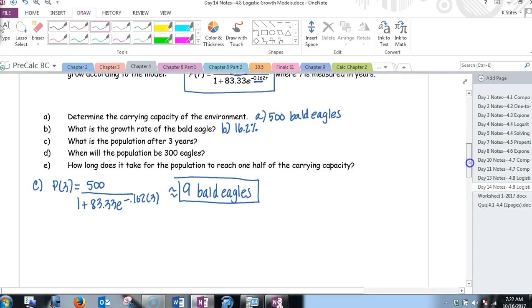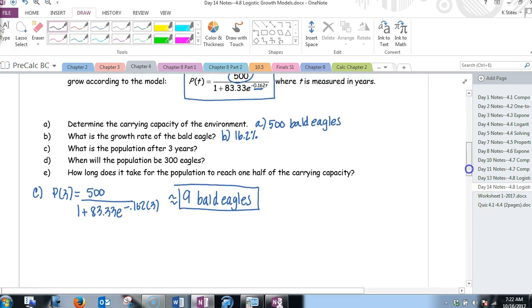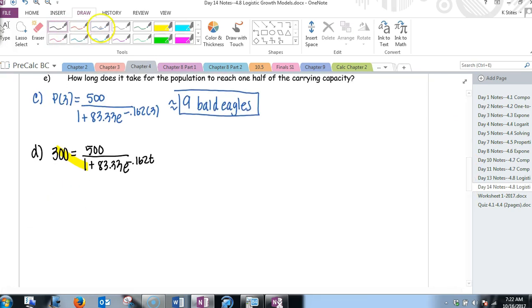When will the population be 300 eagles? Okay, so now we are solving for t. Your 300 is the number of eagles you now have, so that would go in for P of t. And I'm going to cross multiply basically. Don't actually distribute though. I'm just going to write it like this. Because if you distribute, you're just going to make this more complicated.